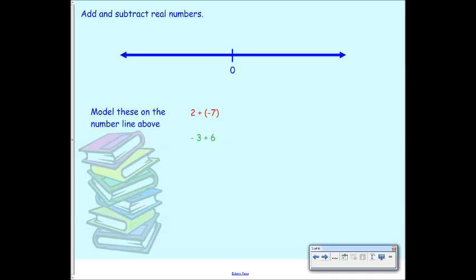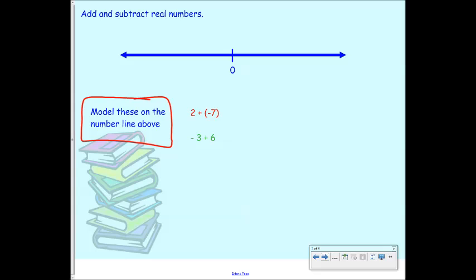Okay, so we can model this on a number line. We're going to talk about how to model it on a number line, then we're going to talk about the rule. If you don't like number lines, you don't have to do this. If you would prefer to do it mentally or with the rules, that's fine. So let's talk about how to do it though.